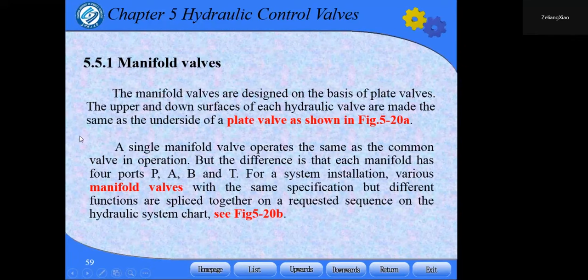A single main port valve operates the same as a common valve, but the difference is that each main port valve has four ports, P, A, B, and T, for system installation. Many valves with the same specification but different functions are placed together in a repetitive sequence on the hydraulic system.